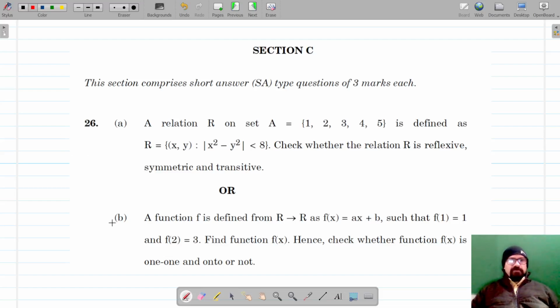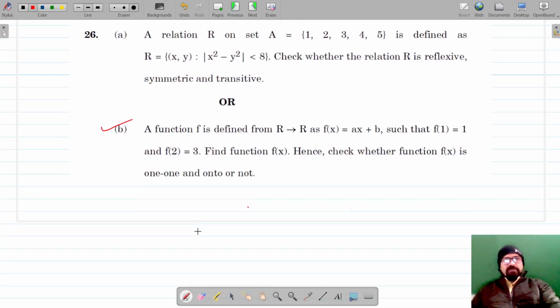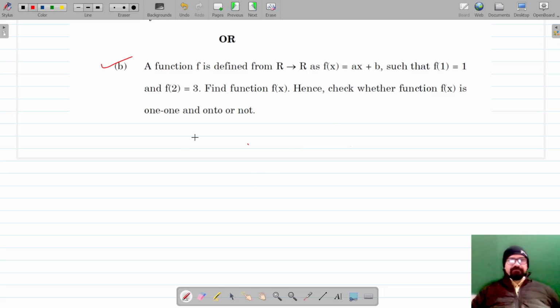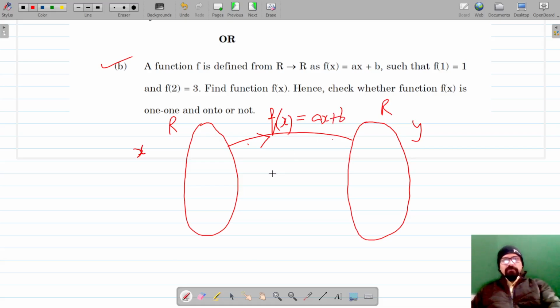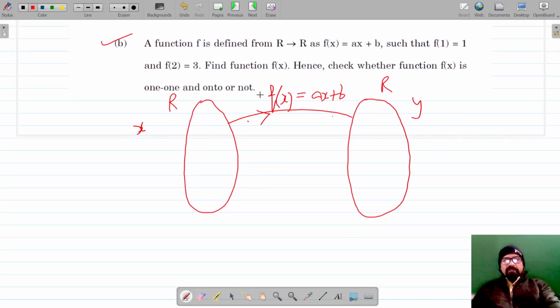For question number 26, part B, it says that the function is defined from R to R. So this function has domain R and codomain R, from real to real numbers. This is our input x and this is our output y. The function is mapped as f of x equals ax plus b. We have to find the function first.